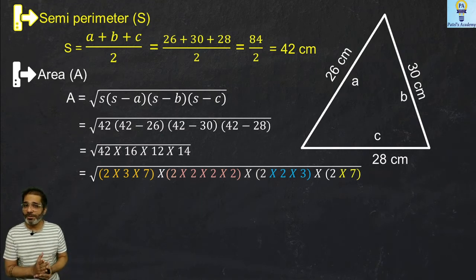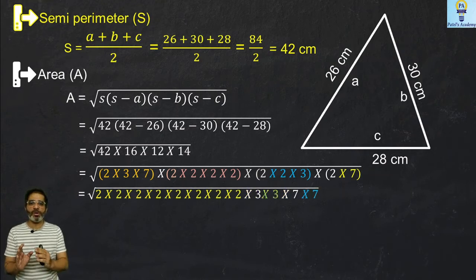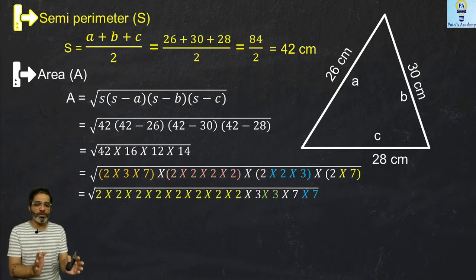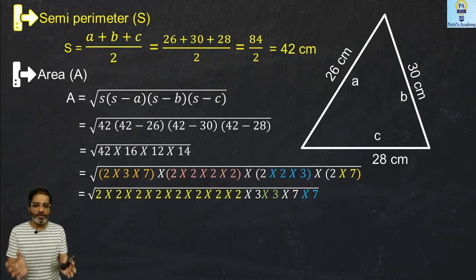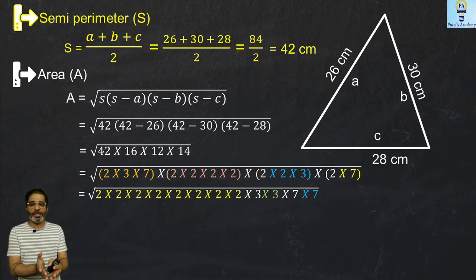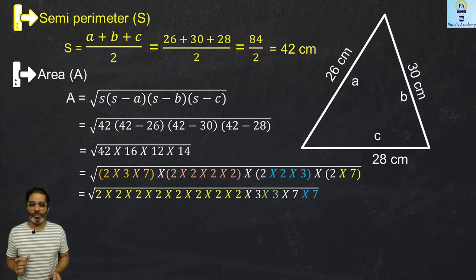When I say factorize, students, I'm talking about prime numbers only. Okay, yes. So now the next step, what I'm going to do is I'm just going to count total number of 2's and I'm going to write down those together. Then I'm going to count total number of 3's and write down together. Next I'm going to count total number of 7's and write down. Why? Because that is going to be easy to find square root.